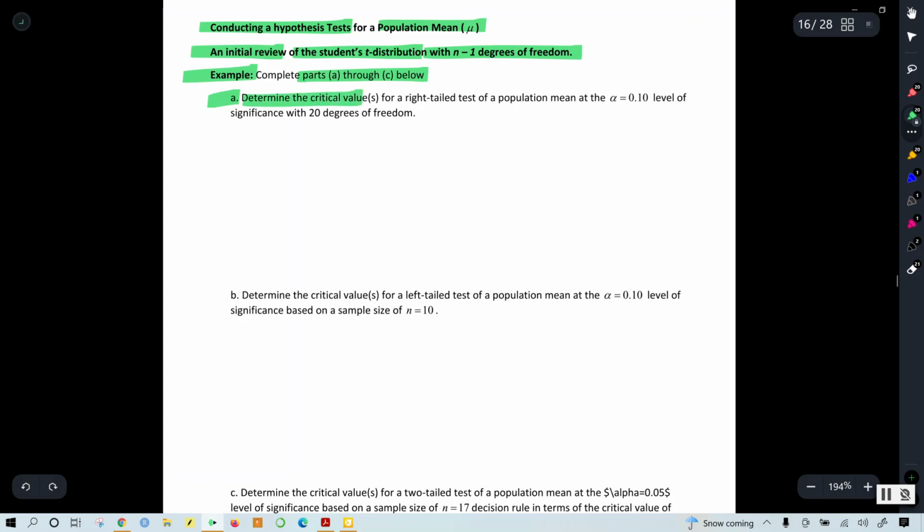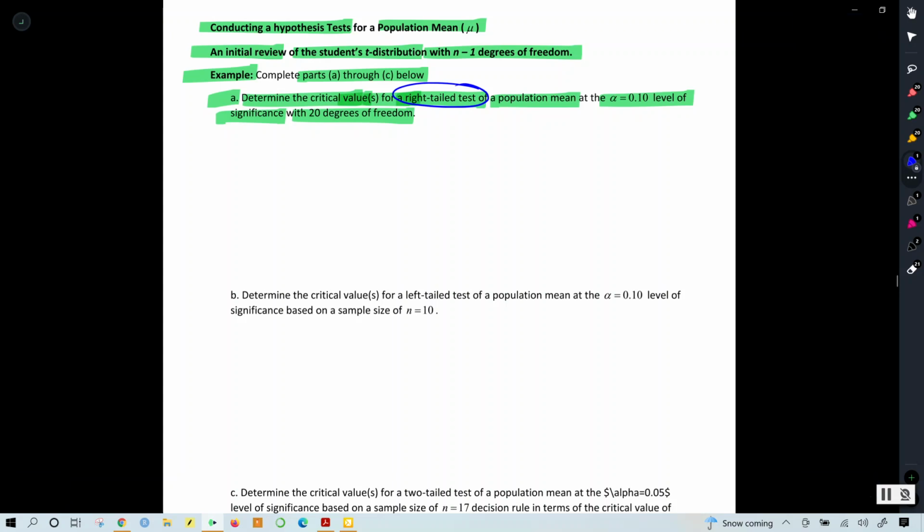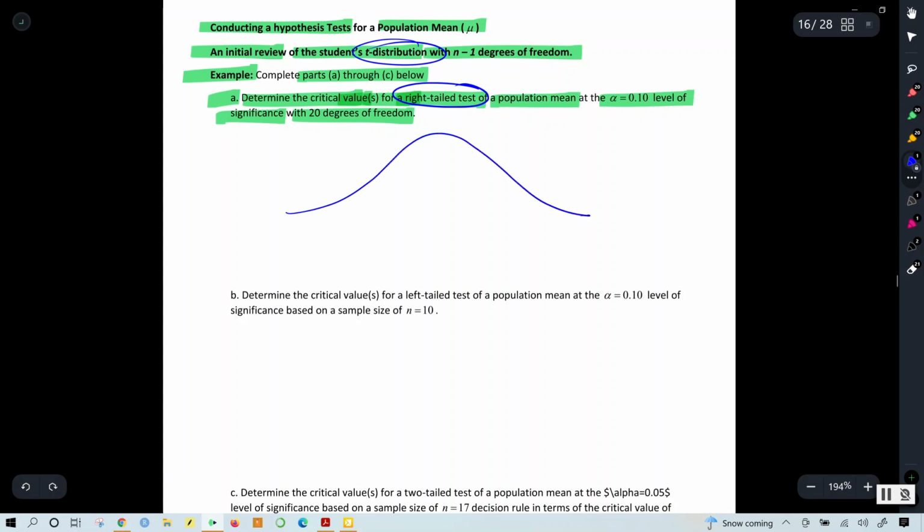In part A, we are to determine the critical value for a right-tailed test for a population mean at alpha equals 0.10 level of significance with 20 degrees of freedom. So in this case, I am told this is a right-tailed test, and since I'm dealing with the t distribution, you recall that the t distribution looks like the normal distribution, except that it has heavier tails. All right, with that said, I'm going to take this off the picture.